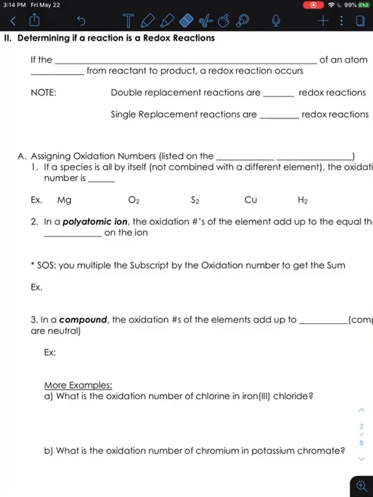So welcome to part 2 about redox reactions. The next part of your notes is determining whether or not a chemical reaction is a redox reaction. So what we're going to do is identify a couple of ways that you can identify these things called oxidation states.